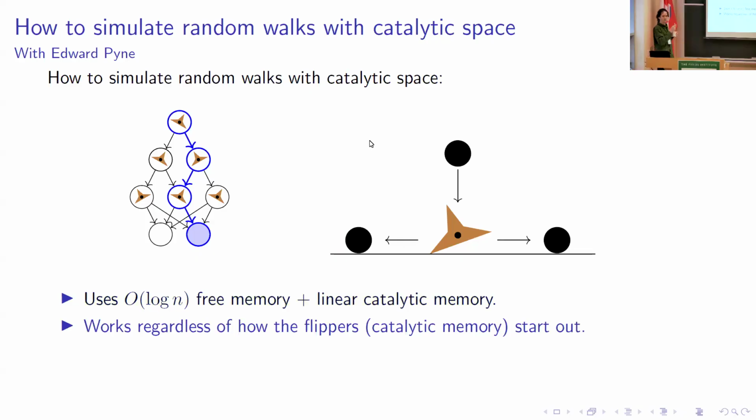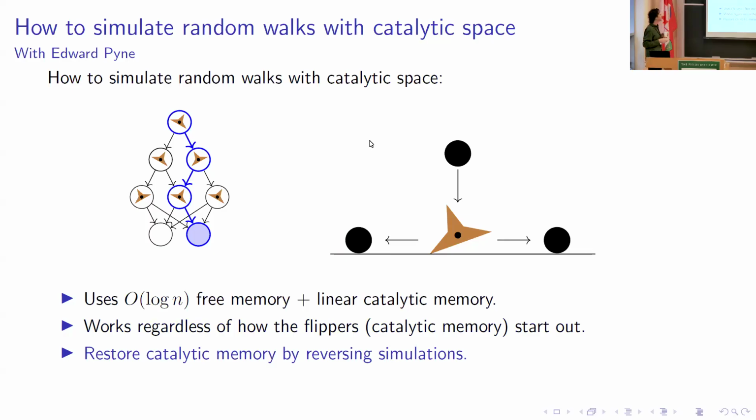It doesn't matter how the flippers start out oriented, as long as you do enough simulations, it'll just kind of work out in the end. So as required, this algorithm works for any starting state of the catalytic tape. And finally, we can restore the catalytic tape. It's not too hard to modify this to kind of undo one of these runs. So once we've done all our simulations, we just run them backwards again, and we've restored our catalytic tape.